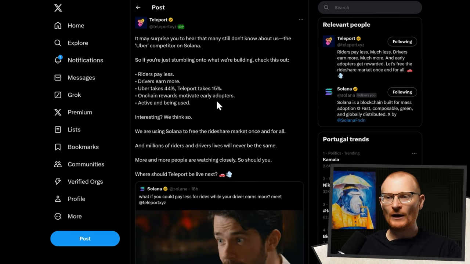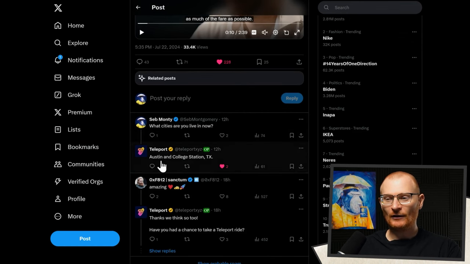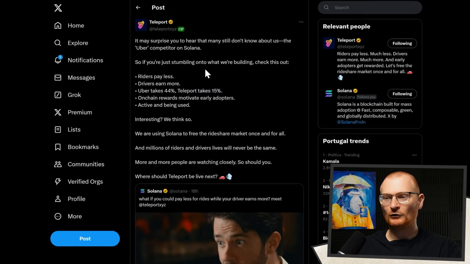And if you are at present in Austin or College Station in Texas, then give Teleport a try and let me know how it is. Literally just put in the comments, update on Teleport, I want to hear about how it is, because it's only in a couple of cities so far. They're looking to move, but it's an Uber competitor, and I think it has amazing product market fit. They have to navigate the bureaucracy of licensing and all that sort of stuff. But the fact that they take less money is really, really cool.